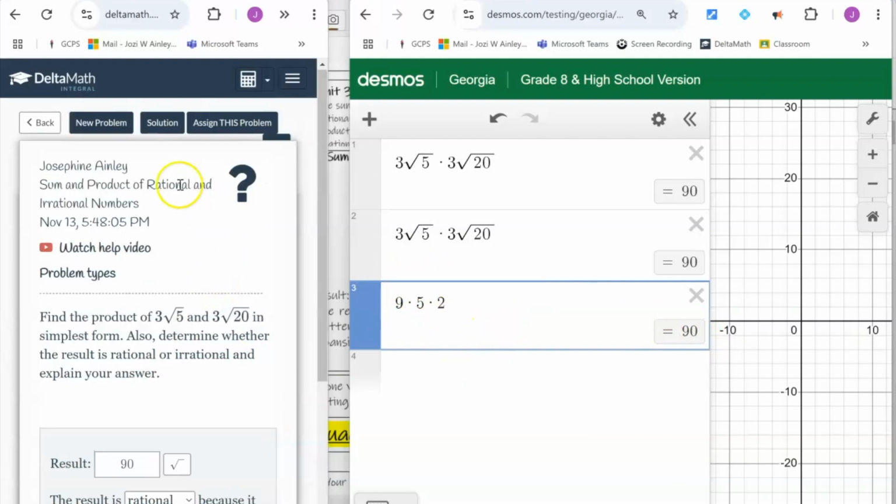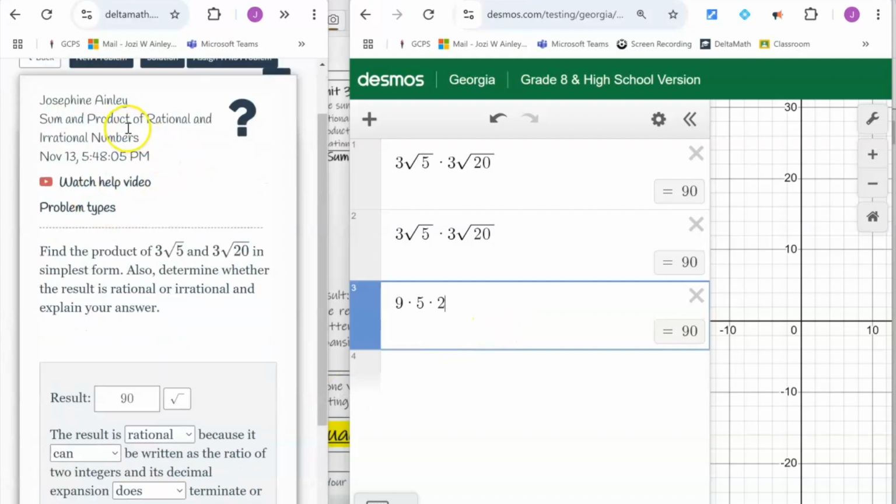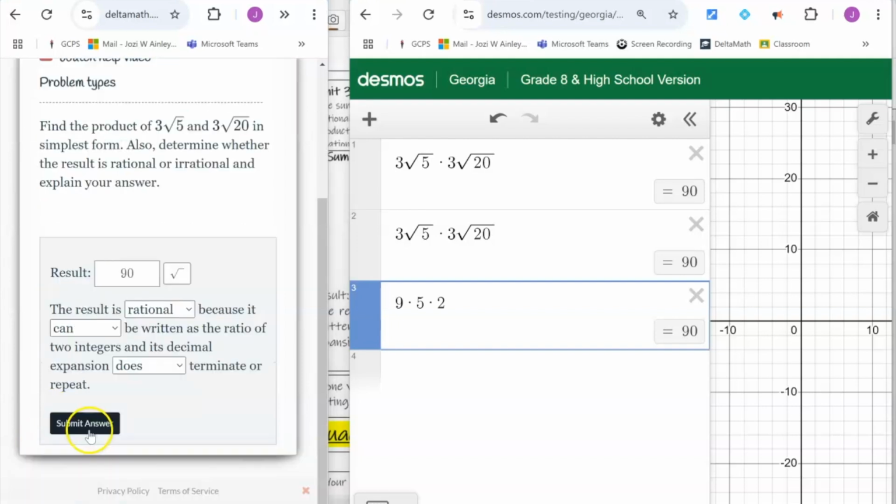So again, when you are multiplying radicals, they don't have to be the same radicand. In other words, the cards in your hand don't have to look exactly the same. But when you're adding and subtracting, if this is a 5, this also needs to be a 5. Okay, let's practice.